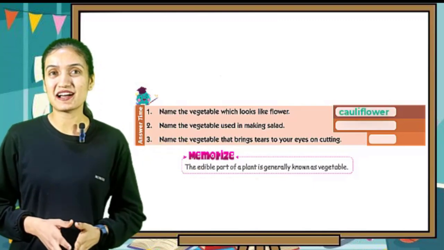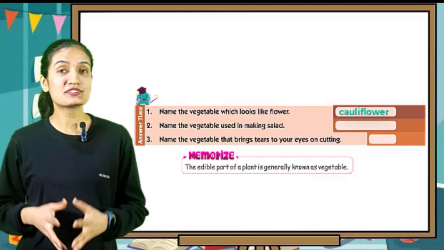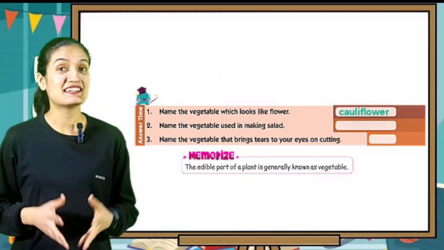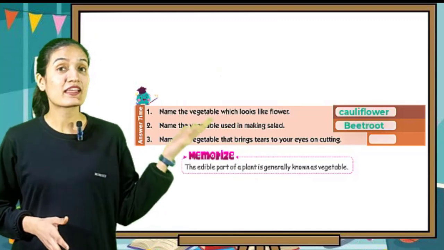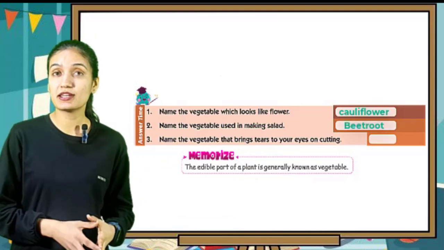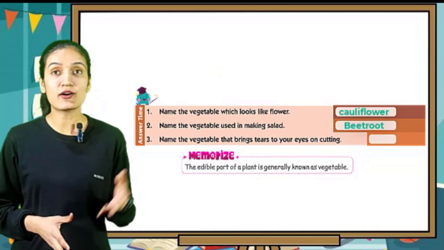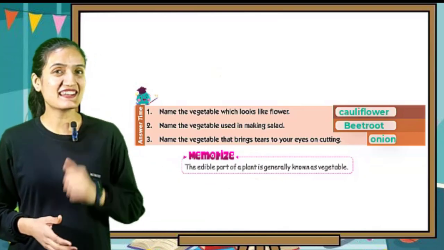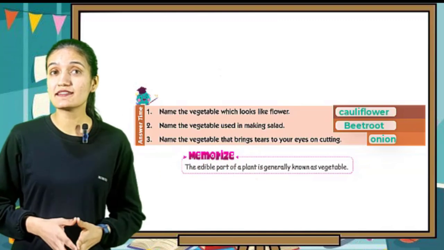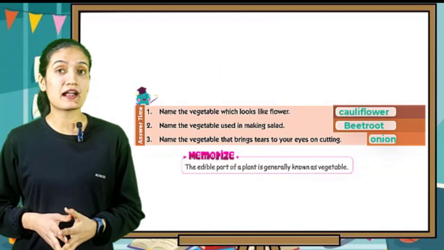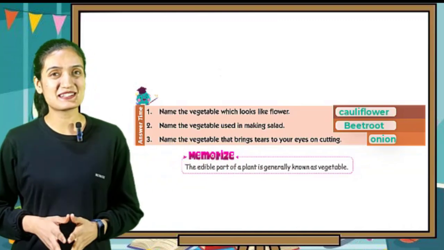It is cauliflower. Name the vegetable used in making salad. It is beetroot. Name the vegetable that brings tears to your eyes on cutting. It's onion. Now kids, memorize. The edible part of a plant is generally known as vegetable.